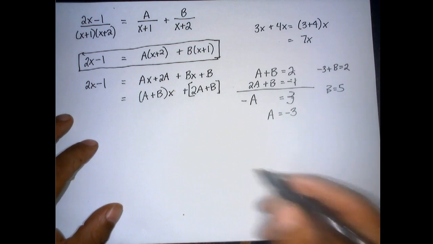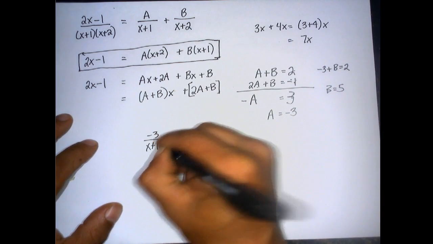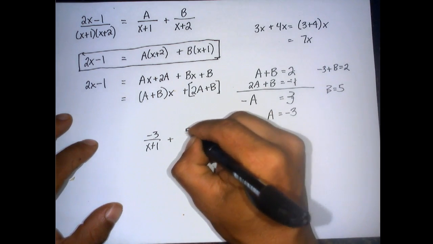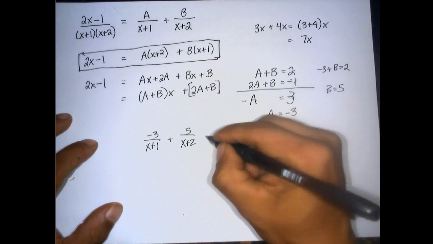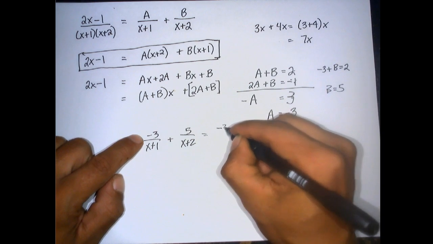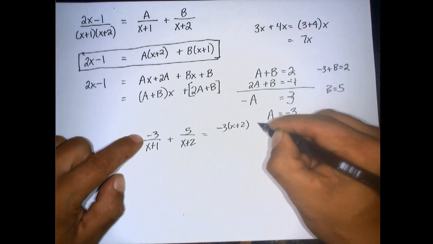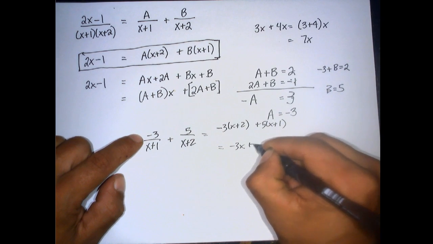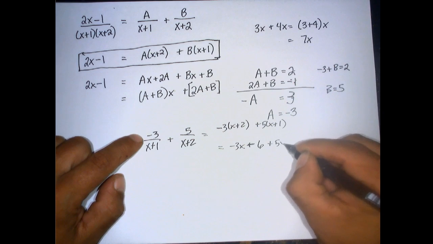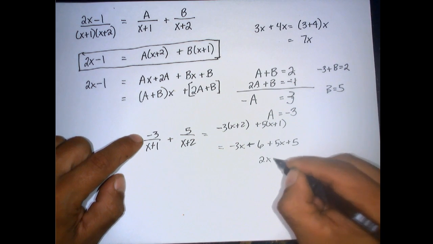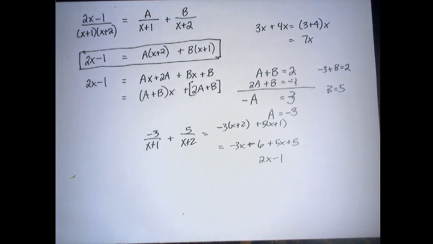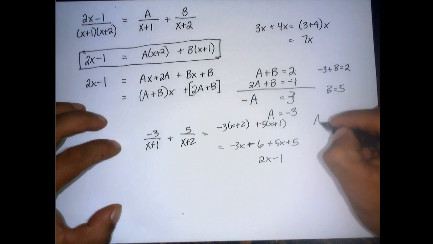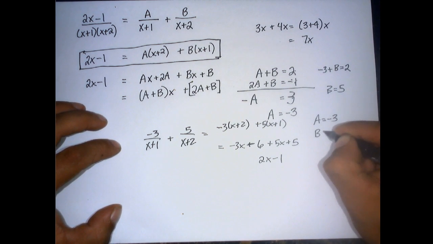Okay, let's check. We can check if it's 5. So it's 3 over x plus 1 plus 5 over x plus 2. And we add that up, then we get negative 3 times x plus 2 plus 5 times x plus 1. And that's going to be negative 3x minus 6 plus 5x plus 5. And sure enough, it is 2x minus 1. It is 5. Okay. Well, always check yourself. Okay, so that's how you check it. So a is negative 3, and b is 5.